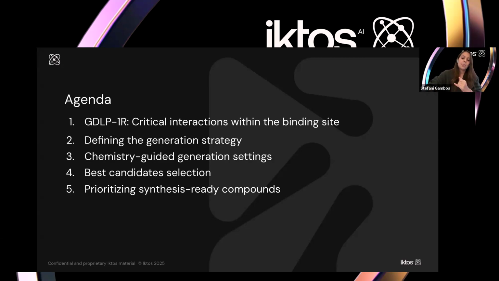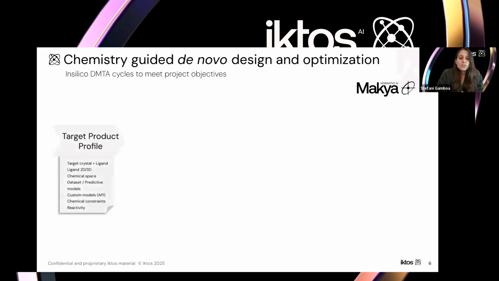real-world feasibility. So to kick off today's meeting, I just want to make a few comments about the Iktos GenAI platform and give a high-level explanation of how it actually works. Everything starts with your target product profile. You need to define it, and it can be anything from the crystal structure of your protein, your ligand in 2D or 3D, machine learning models, your data set, chemical constraints, reactivity, among others.